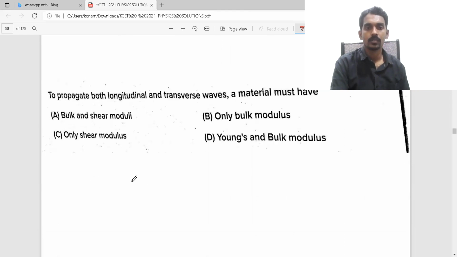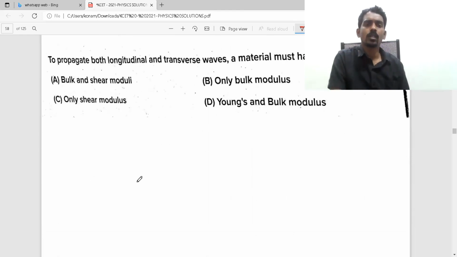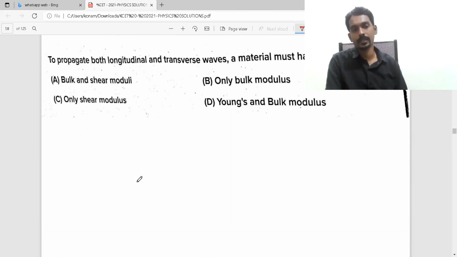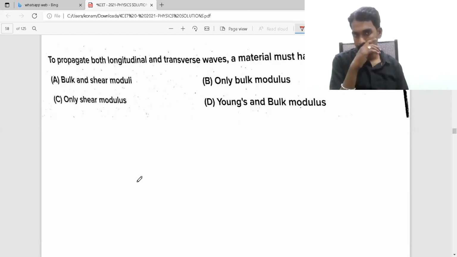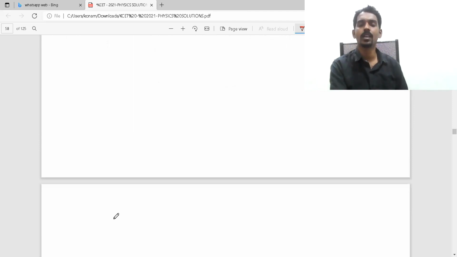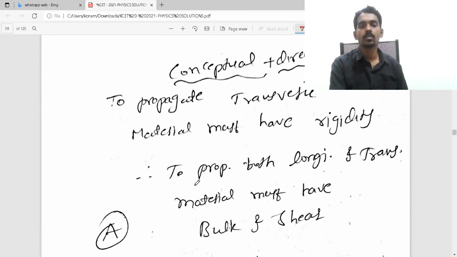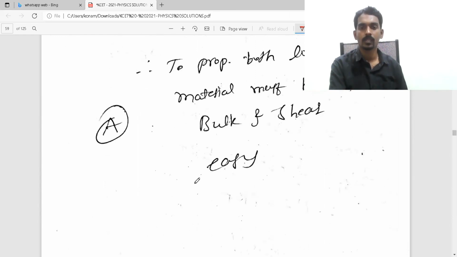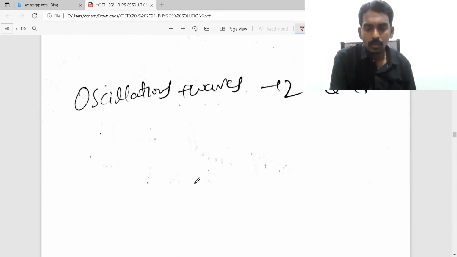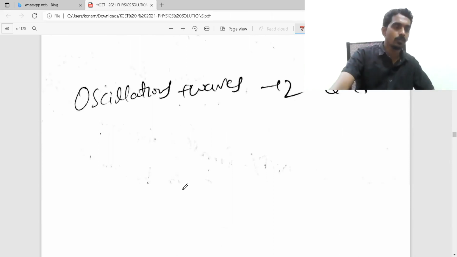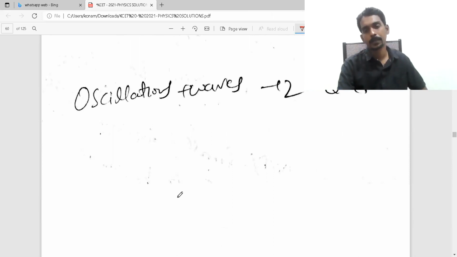Next. To propagate both longitudinal and transverse waves, a material must have... See, for a transverse wave, it must have rigidity, meaning shear modulus. And for longitudinal propagation, it should have bulk modulus. So for both of them, you can go for bulk and shear modulus. It's a direct conceptual and information based question. So there are only two questions based on oscillations and waves, one from oscillations, one from waves. Next.